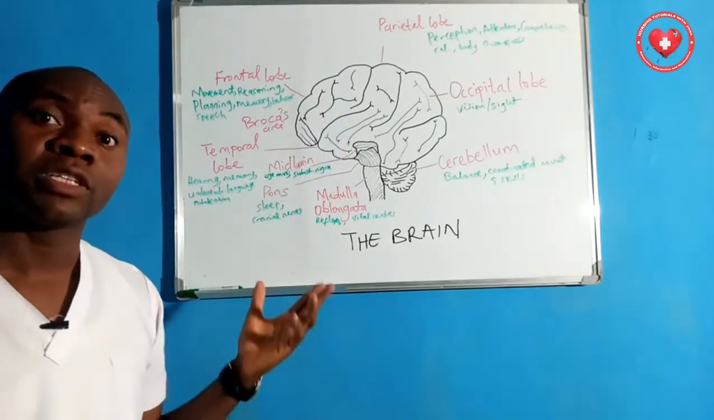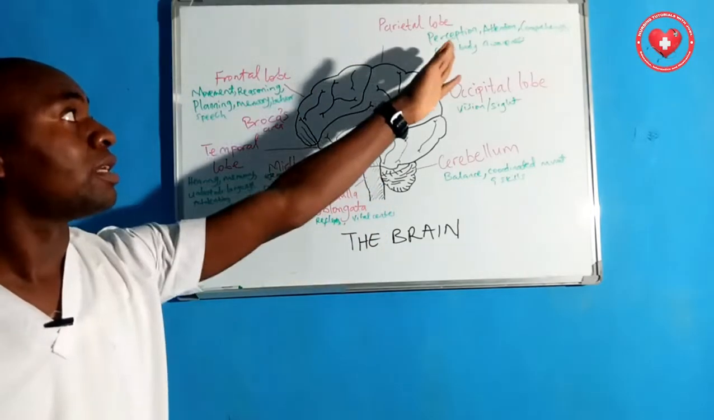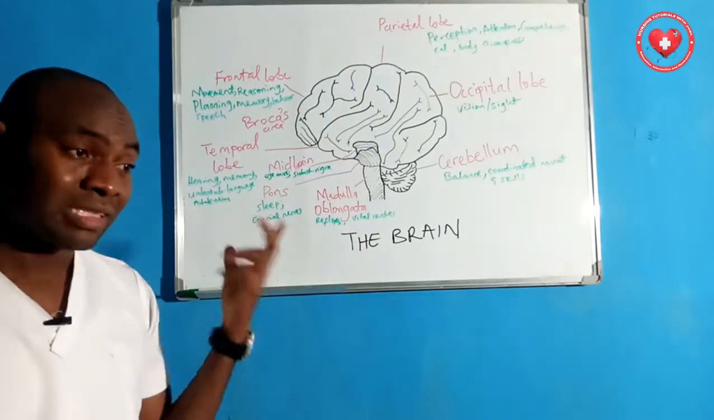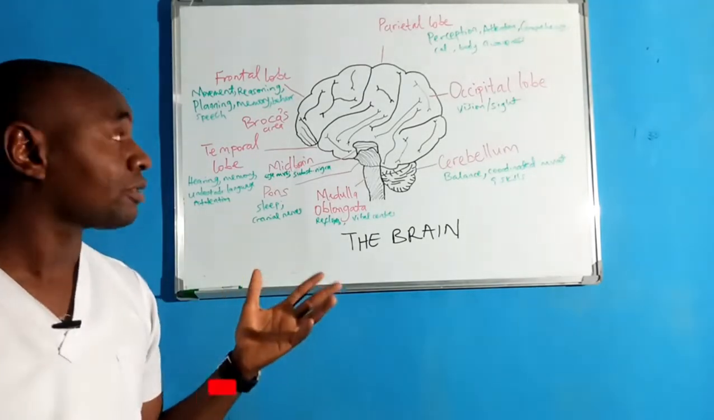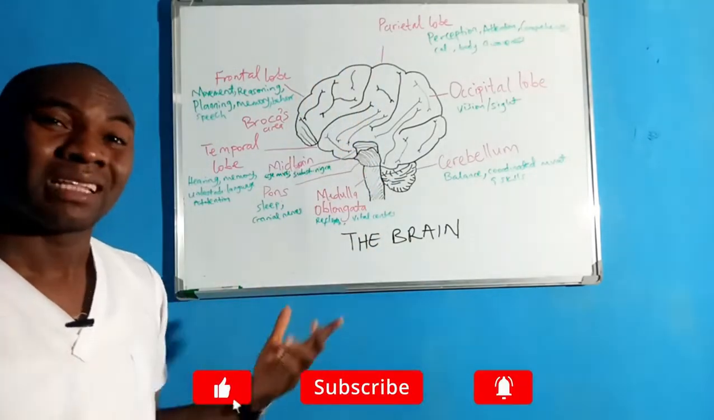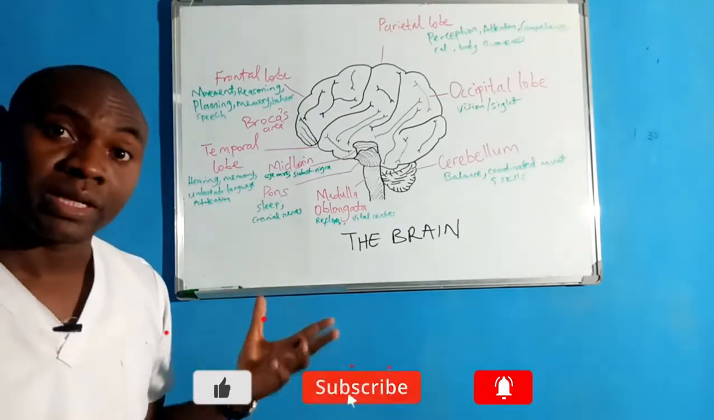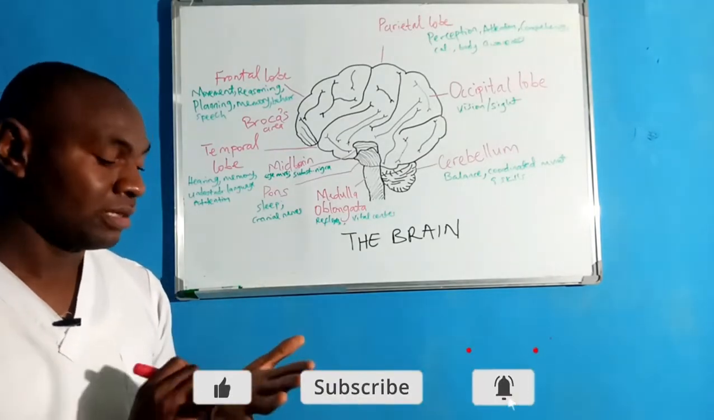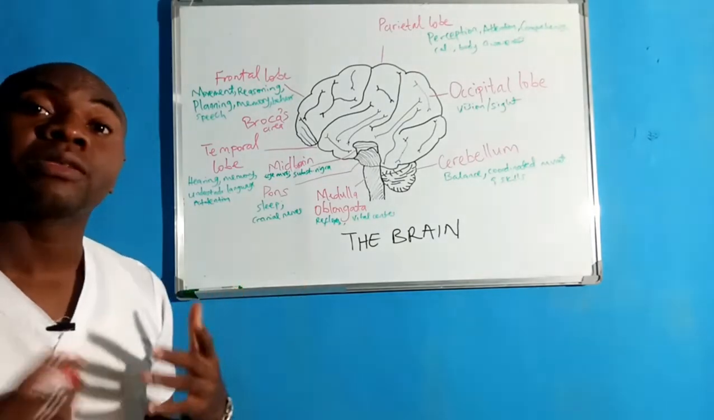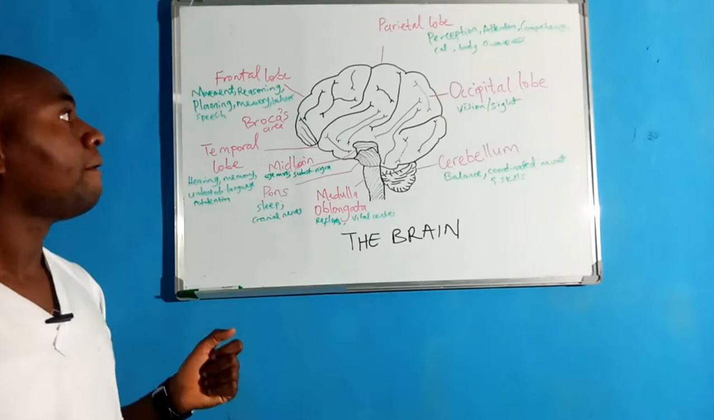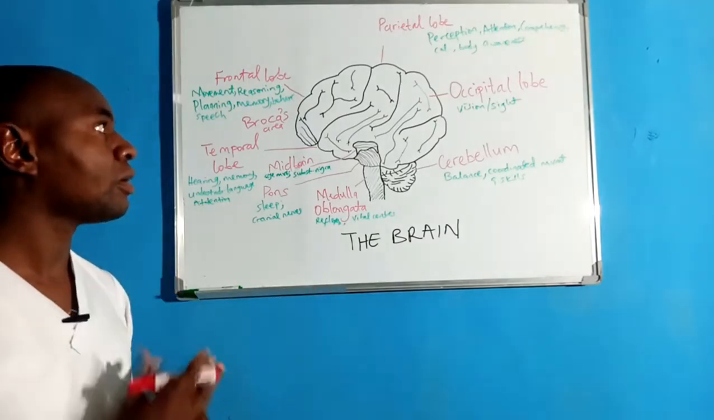So when there's damage to the parietal lobe, they discover that the person cannot sense, cannot taste, cannot smell, cannot feel temperature again. The person cannot pay attention to things. The person cannot comprehend what he or she reads. The person develops difficulty in writing and sometimes difficulty in reading and understanding. So that's that about the parietal lobe.